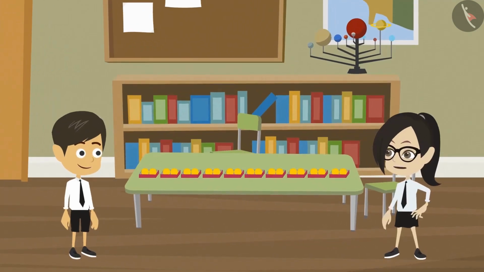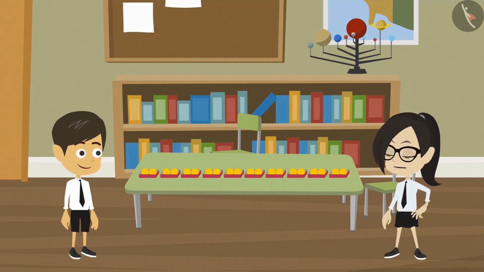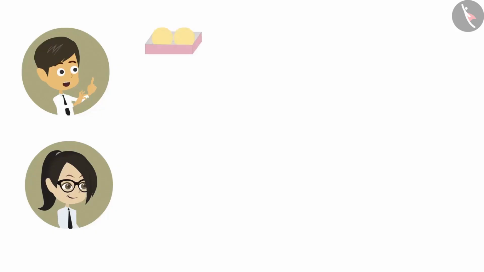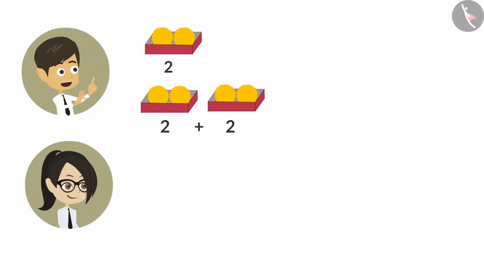Now look, there are 10 boxes. Each box has 2 laddus. So let's count the laddus in the boxes. Okay, each box has 2 laddus. To know the laddus in 2 boxes, we have to add 2 two times. So the answer is 4, which means there are 4 laddus in 2 boxes.